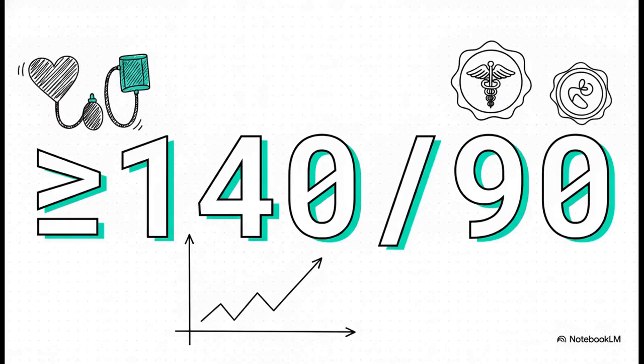So what's the number? The traditional threshold for this persistent elevation is a blood pressure of greater than or equal to 140/90 millimeters of mercury. I really want you to anchor that traditional criteria in your mind, but just as a quick side note, current guidelines might actually define it at lower values depending on which specific medical organization you're looking at.